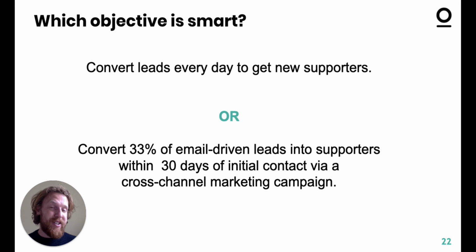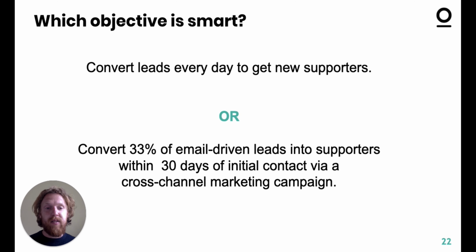It's specific. We have 33% of email-driven leads. It's measurable, so we are measuring people coming from email marketing through to our website. It's achievable, so we think, based upon our data, that a conversion rate of 33% is possible. It's realistic, so we've given ourselves enough room to achieve that. We're not trying to demand too much of ourselves. And it's time bound. We want to do this within 30 days of the initial contact.